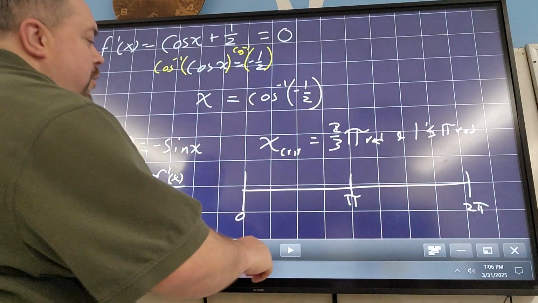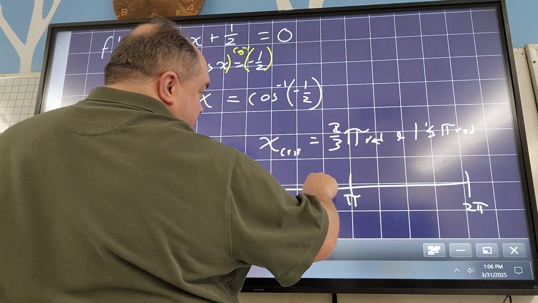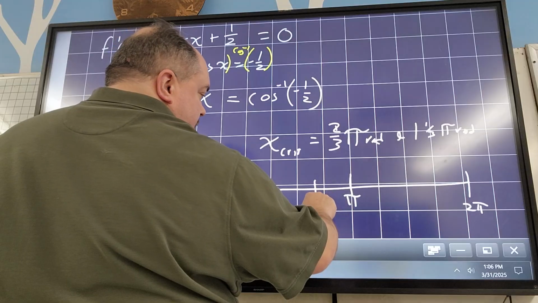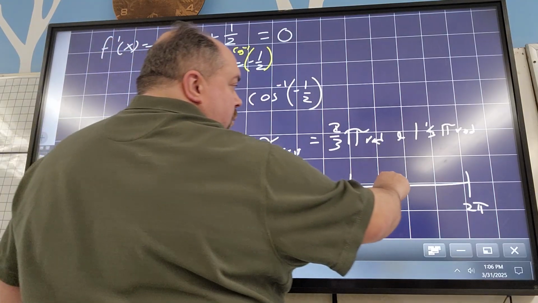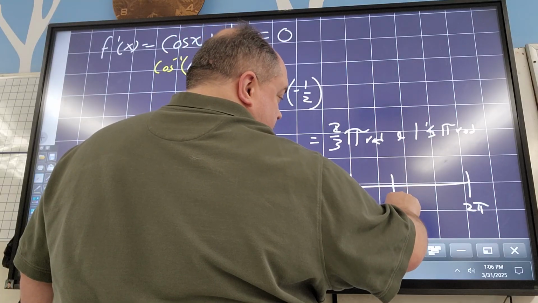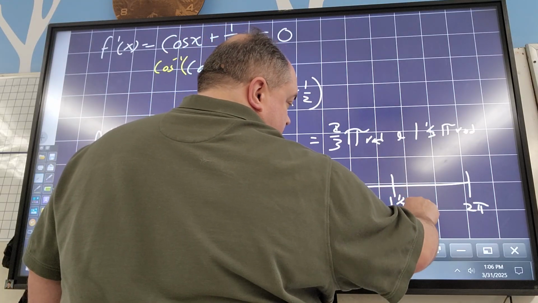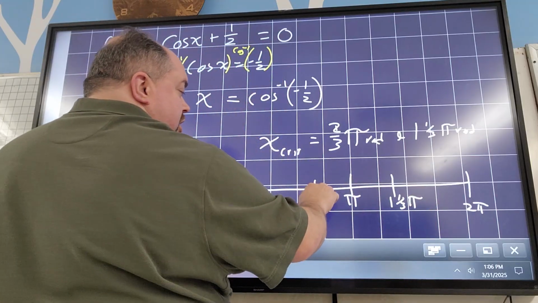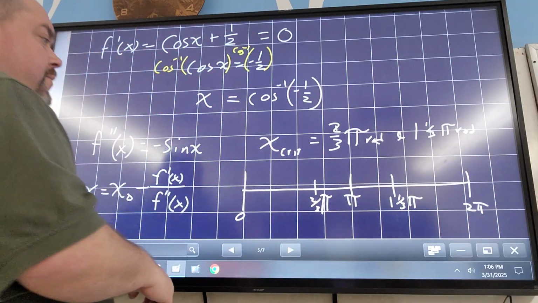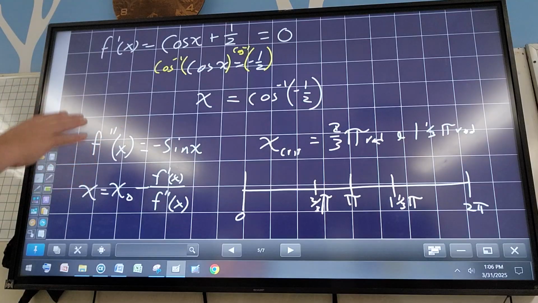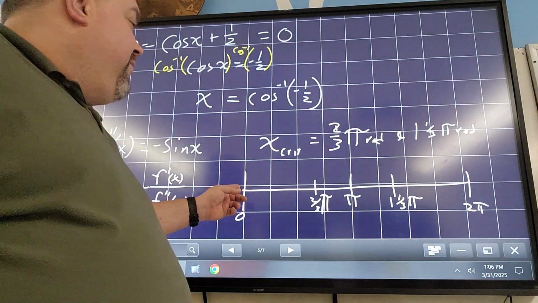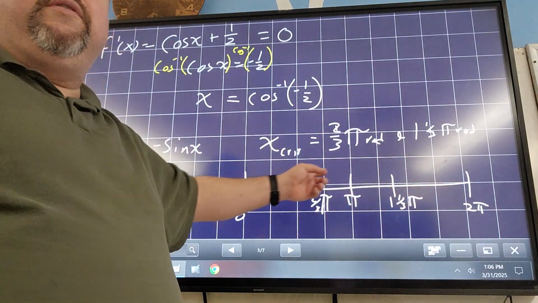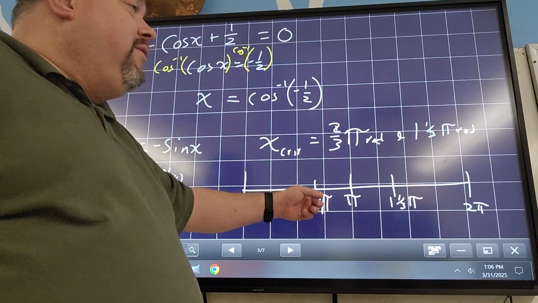So we know that 2/3 pi and 1 1/3 pi are critical points. What we need to do is check to the left, middle, and right of those two critical points, effectively inside of our domain. That's why I had this number line stop inside. So pick a number that's between 0 and 2/3 pi.